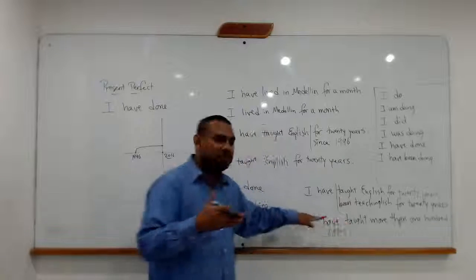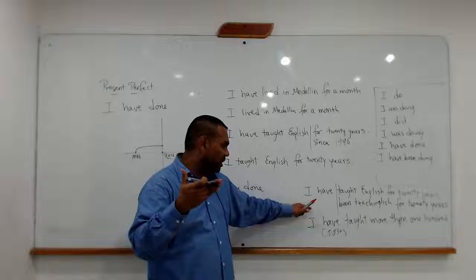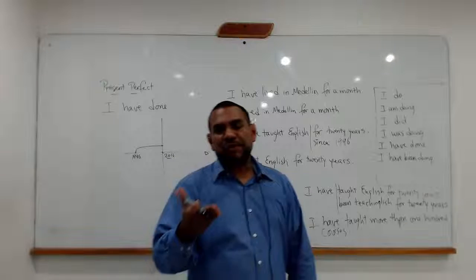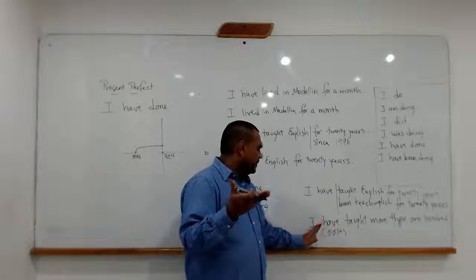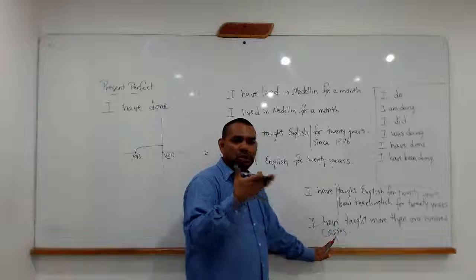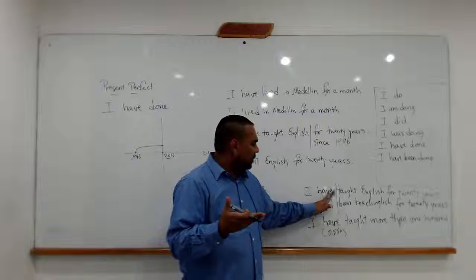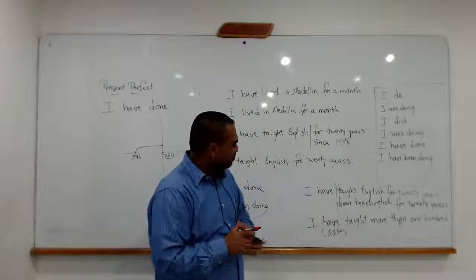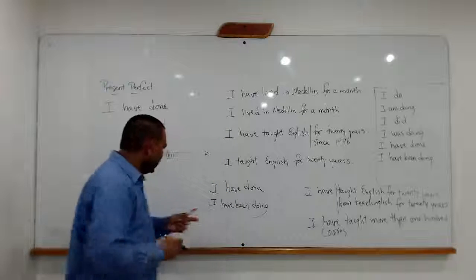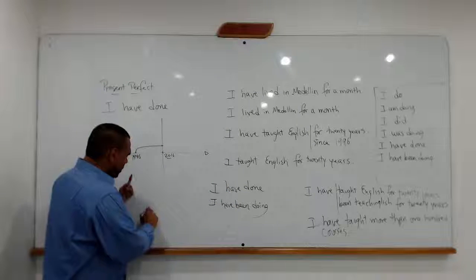Let me tell you that present perfect continuous in this regard is not good. It's not the best option. Actually, it is bad. It is incorrect. I have taught more than 100 courses, but we can say I have taught English for 20 years or I have been teaching English for 20 years. The last example in this regard is this one.